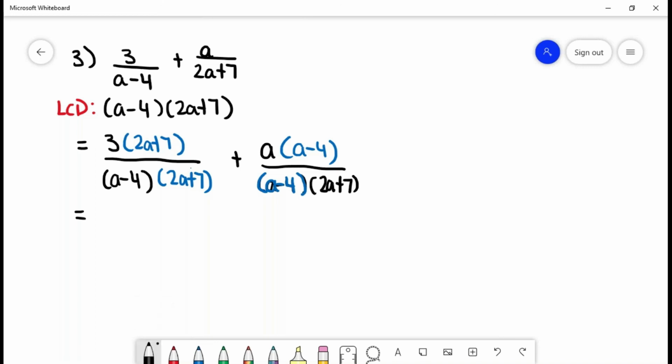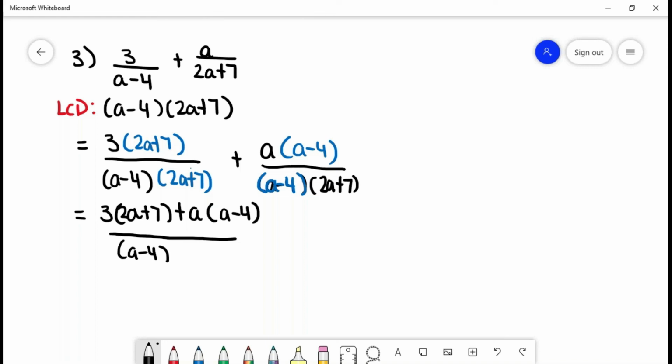And now we have to carry out this step. As you know, when the denominators are common, we can simply add them. So now we can say that we have 3 times (2a + 7) plus a times (a - 4), divided by (a - 4) times (2a + 7), because that is a common denominator.